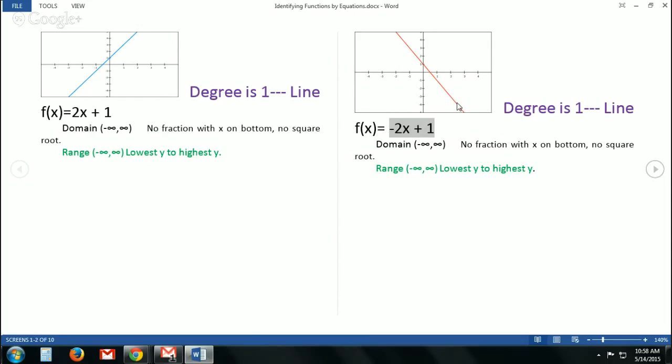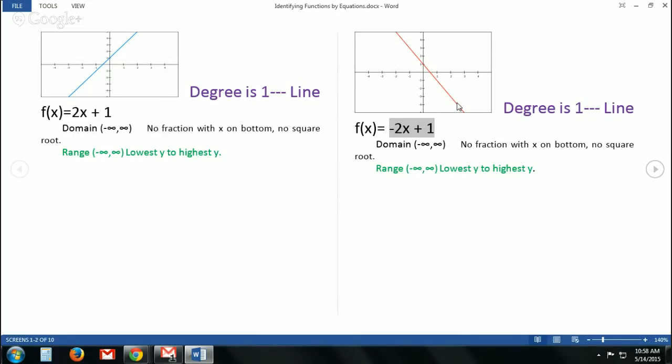When you think about what the domain would be, look and see, is there a fraction or is there a square root? This equation, negative 2x plus 1, doesn't have either thing that is a problem for domain that we know of so far. So now let's say that the domain is from negative infinity to positive infinity. You can put in anything that you want for x.